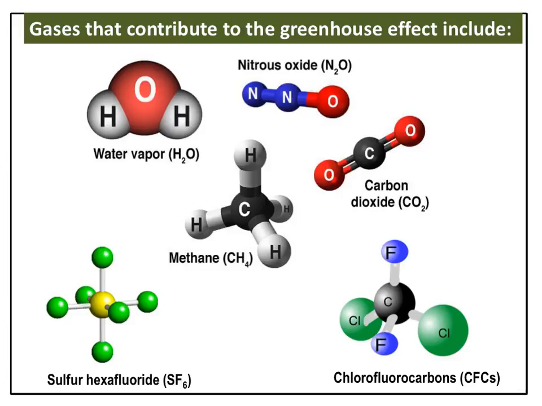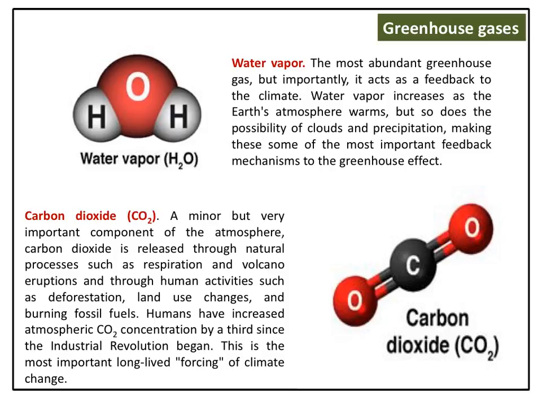Gases that contribute to the greenhouse effect include water vapor, nitrous oxide, methane, carbon dioxide, sulfur hexafluoride, and chlorofluorocarbons. Water vapor. The most abundant greenhouse gas, but importantly, it acts as a feedback to the climate. Water vapor increases as the Earth's atmosphere warms, but so does the possibility of clouds and precipitation, making these some of the most important feedback mechanisms to the greenhouse effect.